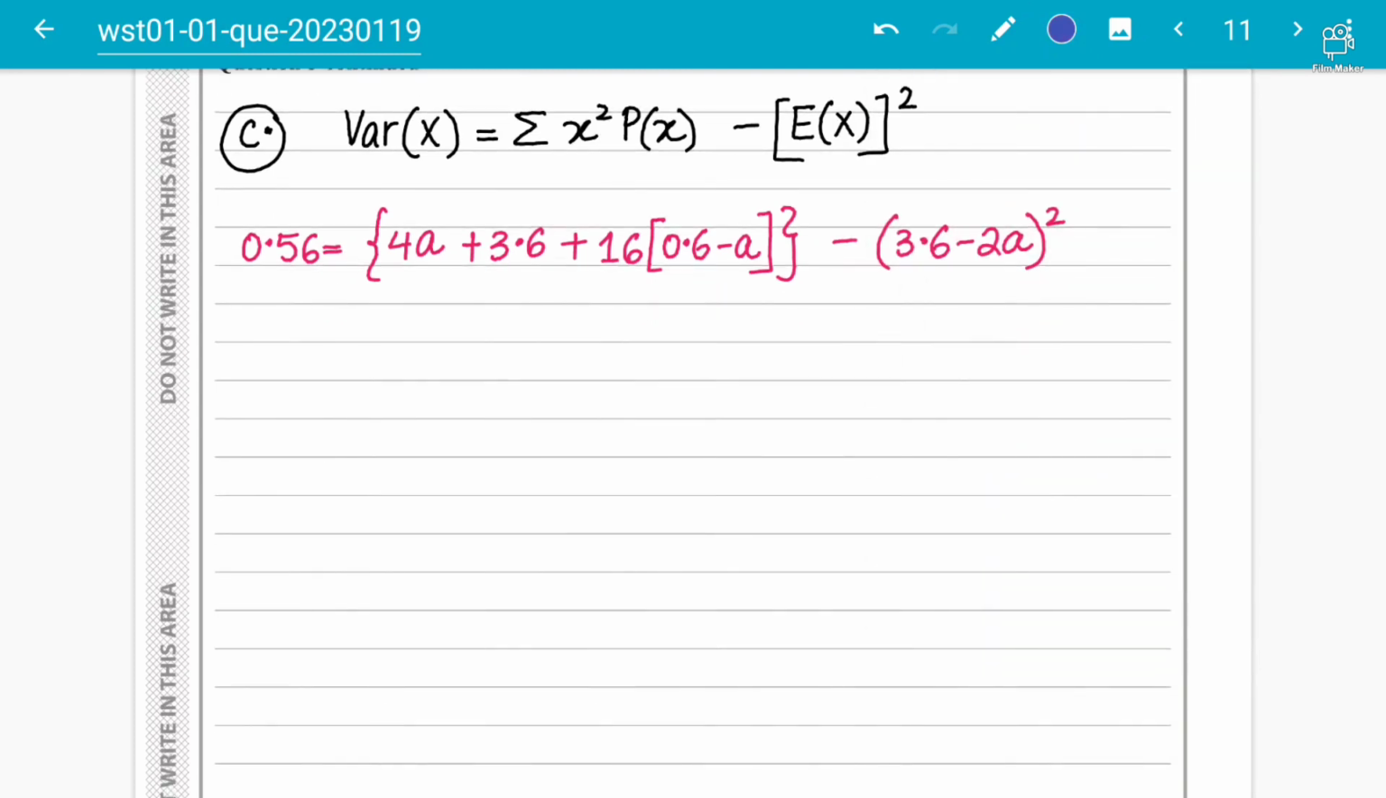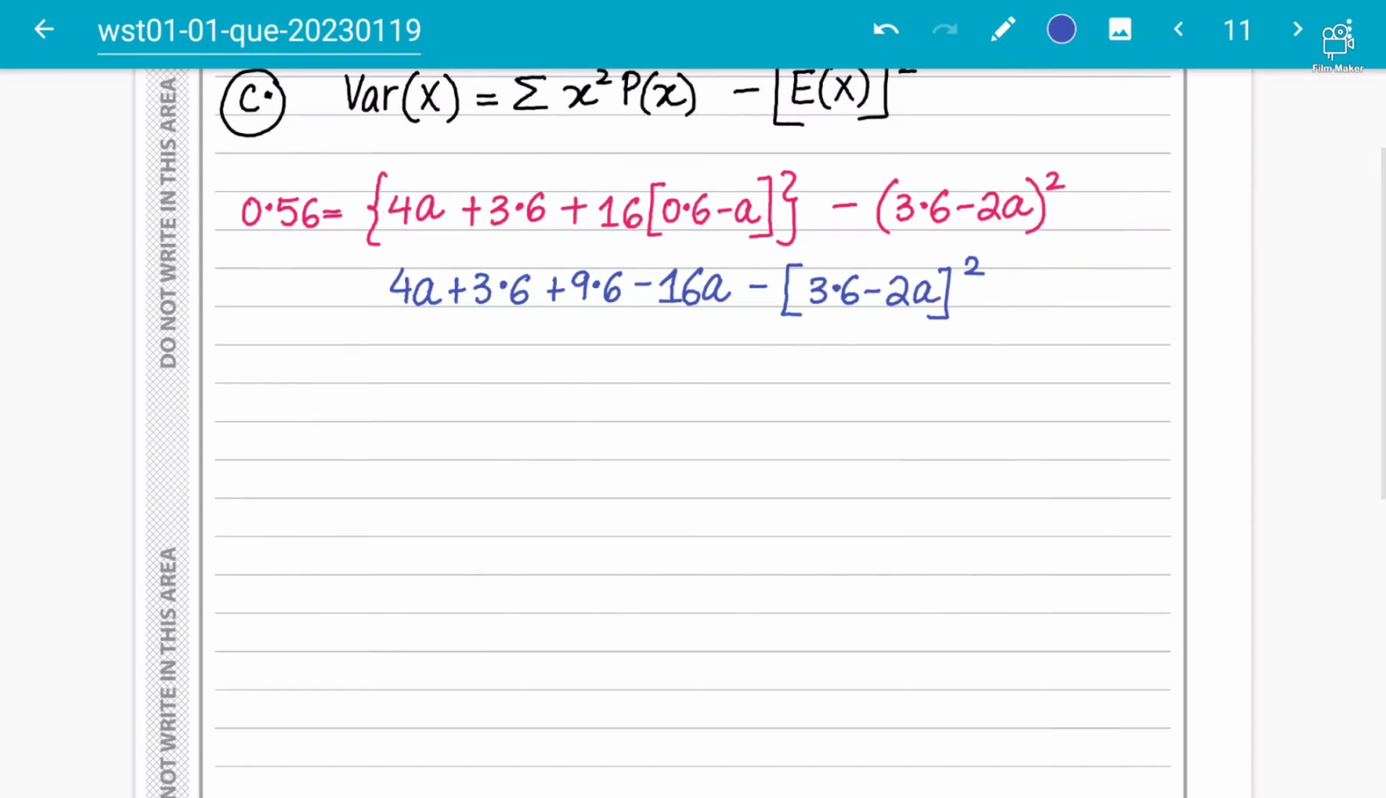16 times 0.6 is 9.6. So if I simplify this, 4a plus 3.6, 16 times 0.6 will be 9.6 minus 16a, and this one is still inside the bracket, because we have to expand this. Let's finalize this as well. This is going to be 0.56 equals 3.6 plus 9.6, students. That is going to come as 13.2, and 13.2 minus 4a minus 6a will be minus 12a.